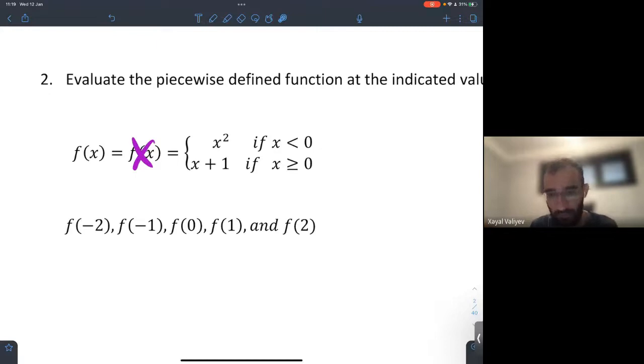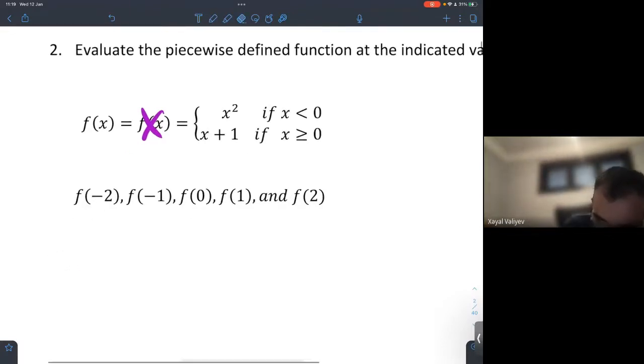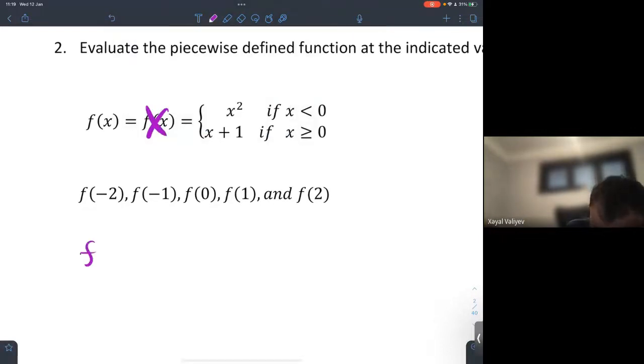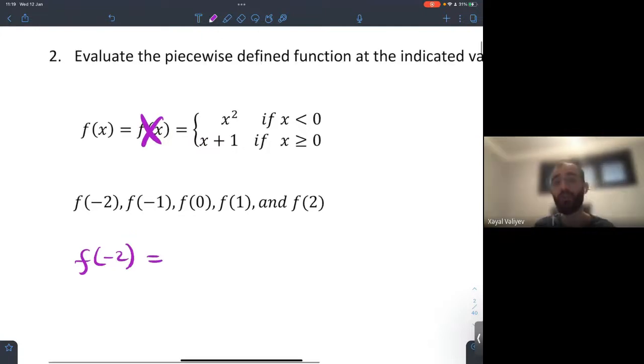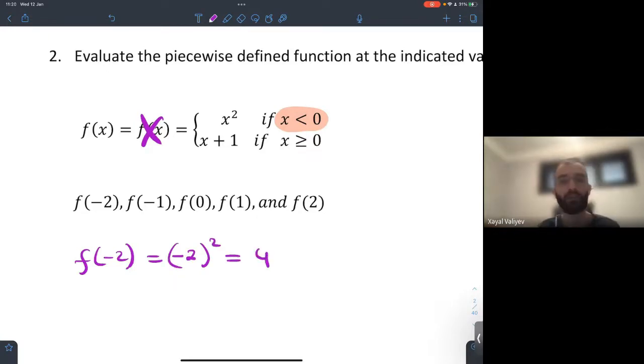Are you following me? Clear? Now we're going to go to the indicated values. If I'm looking for f of -2, I need to know where to plug this -2 instead of x: in the x squared, or in the x plus 1. The condition says whenever the input is less than 0, you go with the x squared. That means I take -2, write it instead of x in the x squared, and square it. The value I get is 4.